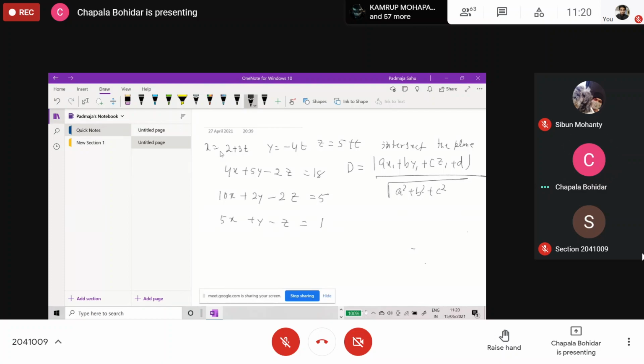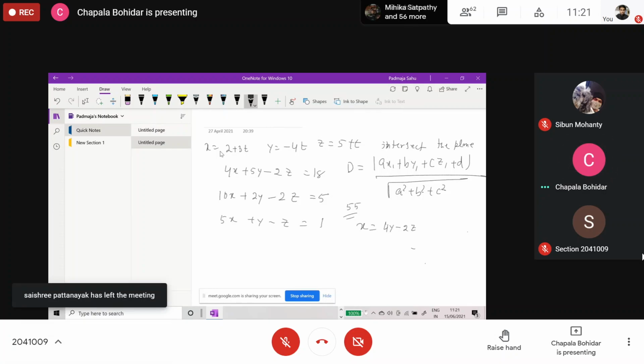54, 55. x is equal to 4y minus 2z, 8y is equal to 1 plus 2x plus 4z.